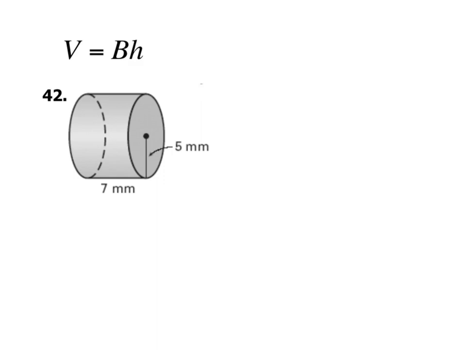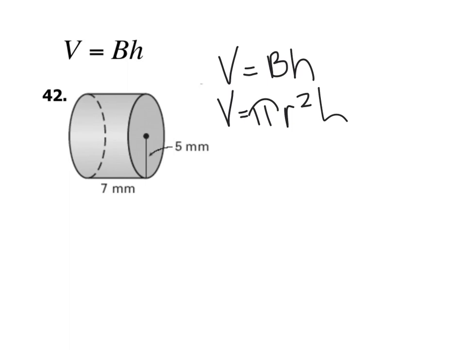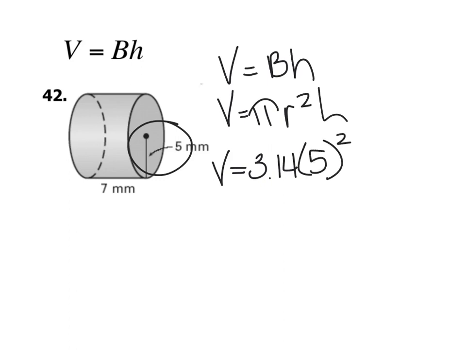In our next example, we're going to be finding the volume. Remember, volume is equal to big B times H, and that big B is the area of the base, and the area of the base, remember, is pi r squared. So volume is equal to pi r squared H. All right, so let's go ahead and we're going to plug in what we know and solve for what we don't. So volume is equal to, then we have 3.14. Remember, our radius here is 5. If you're given the diameter, remember, you need to find half of that. So I'm going to have 5 squared, and then my height is equal to 7.